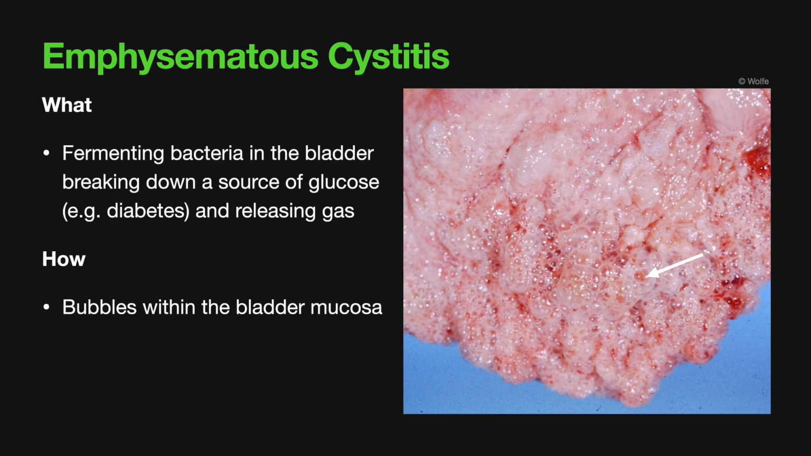Next, for our inflammatory diseases, we have emphysematous cystitis. This is a bladder infection caused by fermenting bacteria in the bladder that break down a source of glucose and release gas. We most commonly associate this condition with diabetes, which provides that source of glucose in the urine. You can identify this disease by seeing small bubbles within the bladder mucosa.